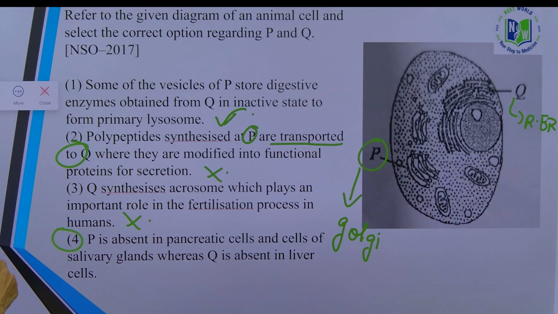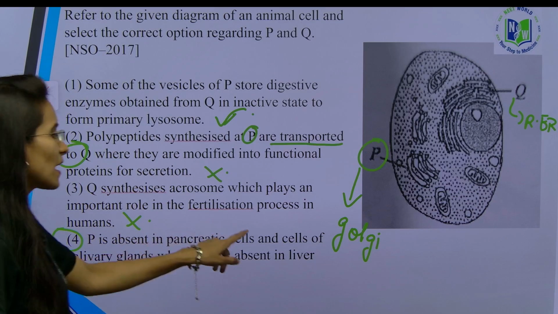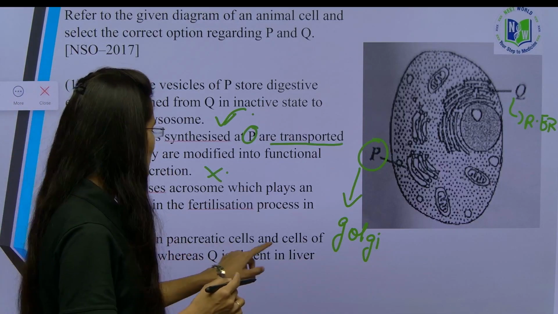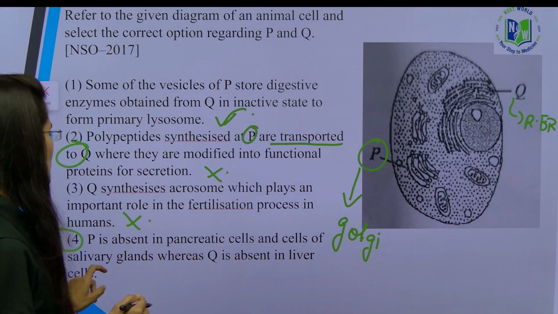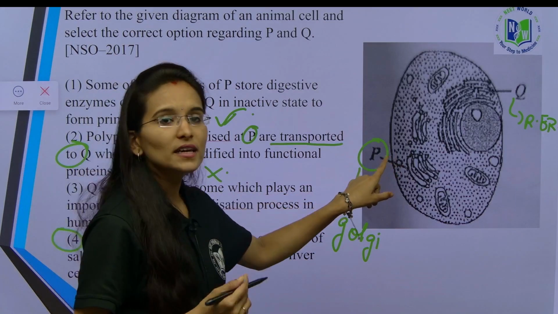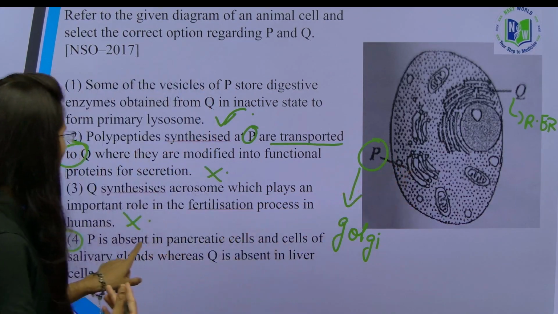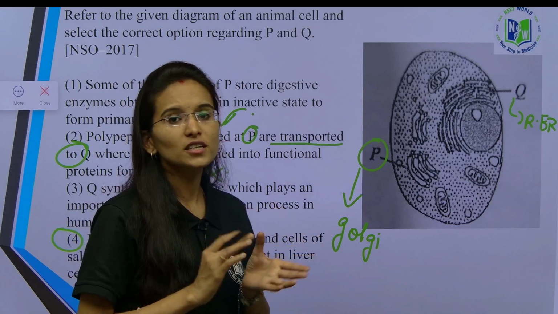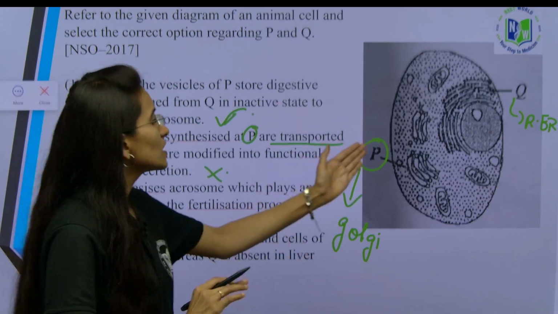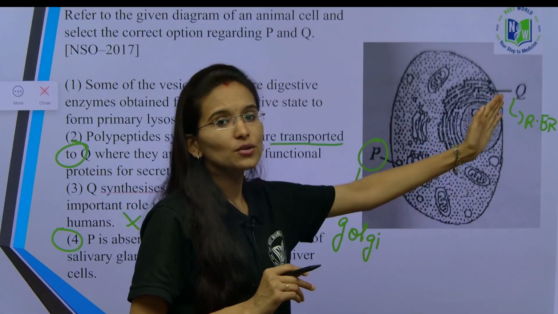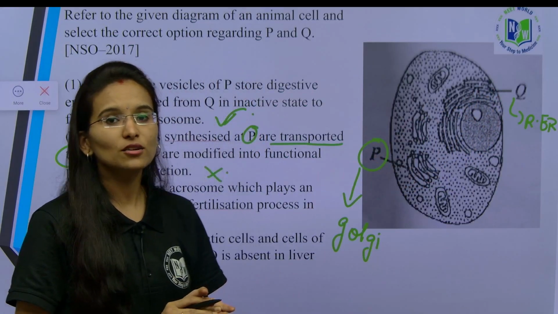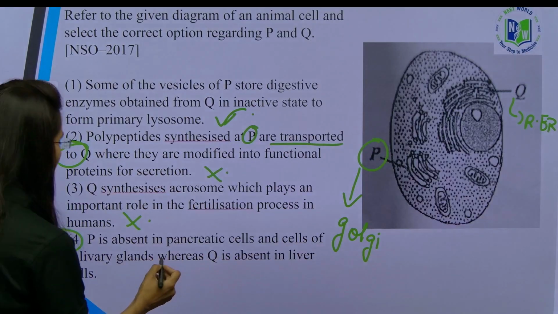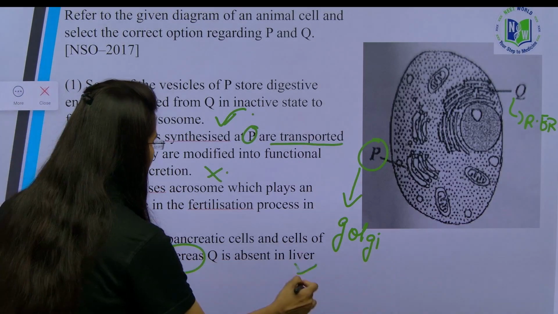Coming towards option 4, P is absent in pancreatic cells and the cells of salivary glands, whereas Q is absent in the liver cells. What is P here? P is the Golgi body. So, P is absent in pancreatic cells. So, this option is also wrong, because the Golgi bodies, and Q, which is rough endoplasmic reticulum, we can find in the liver cells as well as in the pancreatic cells. This option is also wrong.